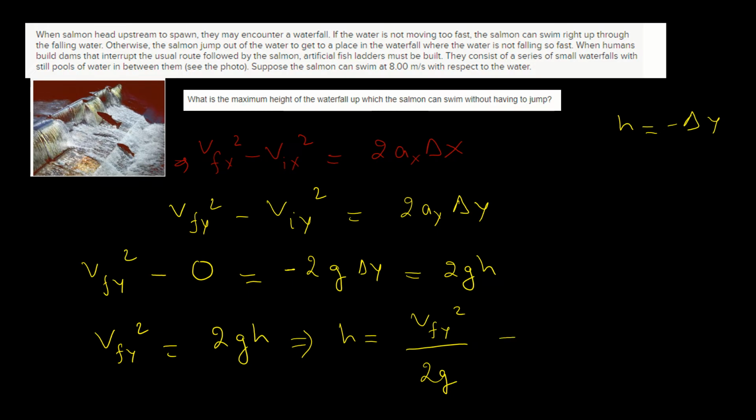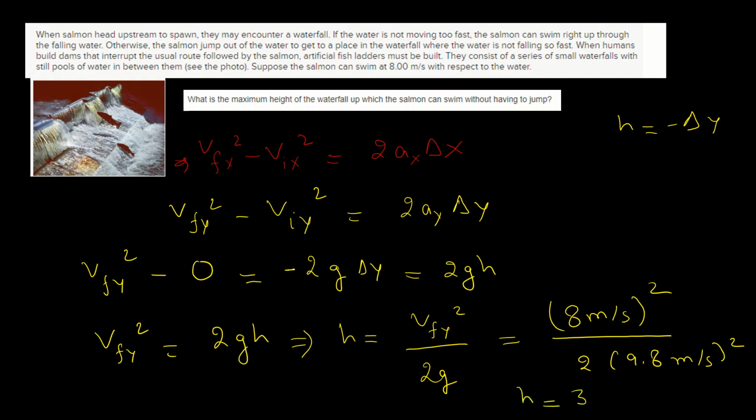So v_fy is given to us, this is 8 meters per second, so square of that, divided by 2 times 9.8 meters per second squared. So from this whole calculation h will come out to be 3.27 meters. So this is the height in this case.